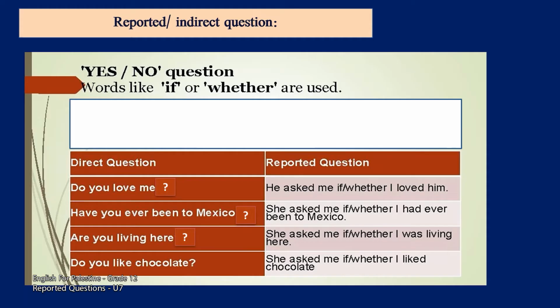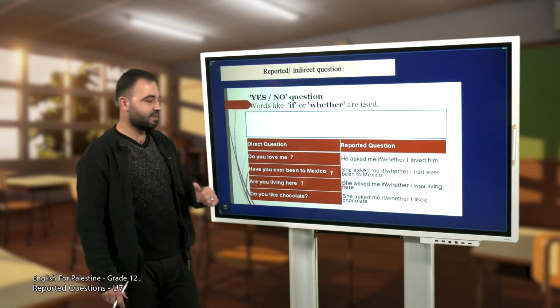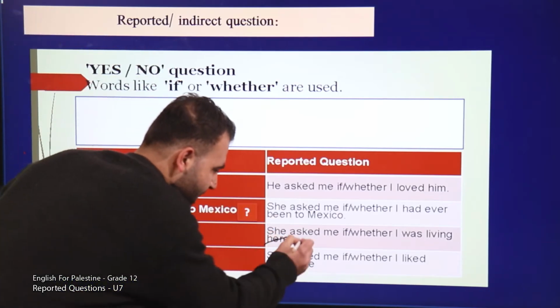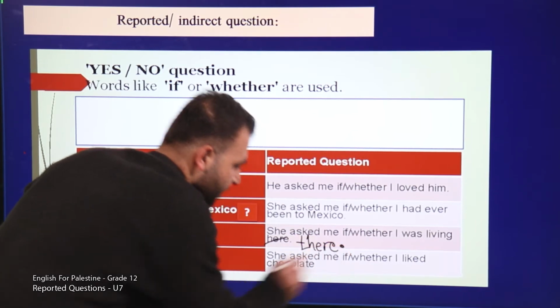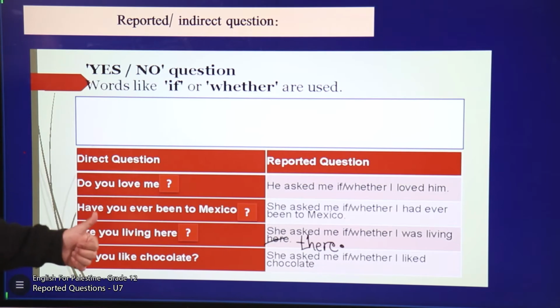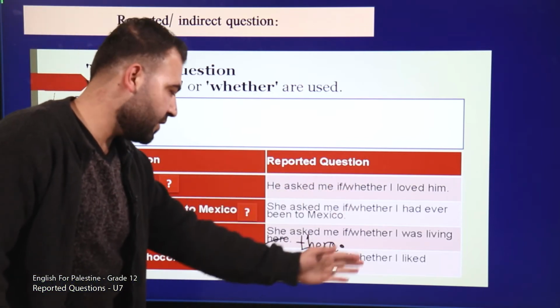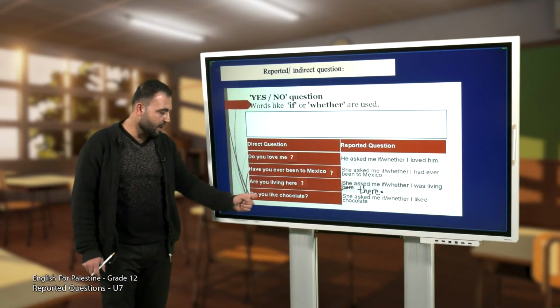Number 3: Are you living here? She asked me if or whether I was living there. Sorry, here we have a mistake. It's there, and full stop. So she asked me if or whether I was living there. Because the tense here is present continuous, it is changed to the past continuous form. Finally, do you like chocolate?